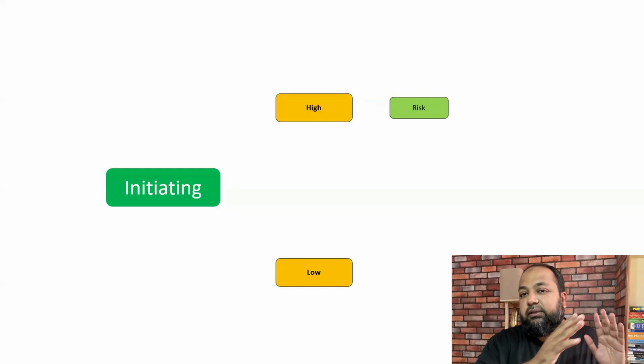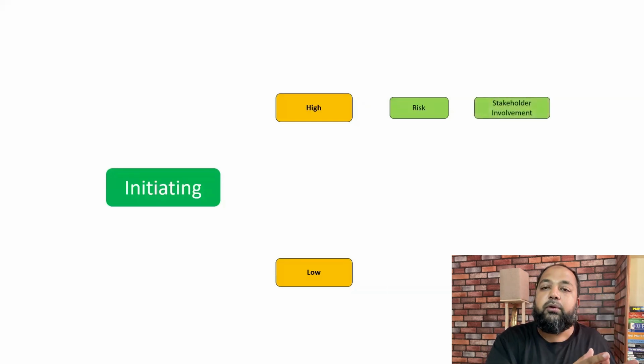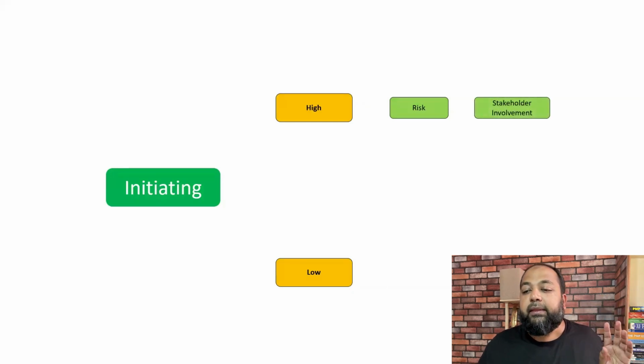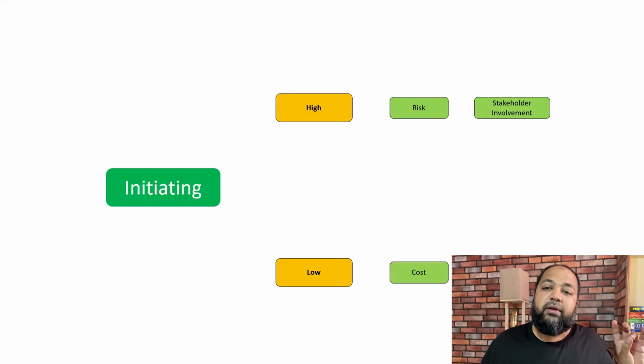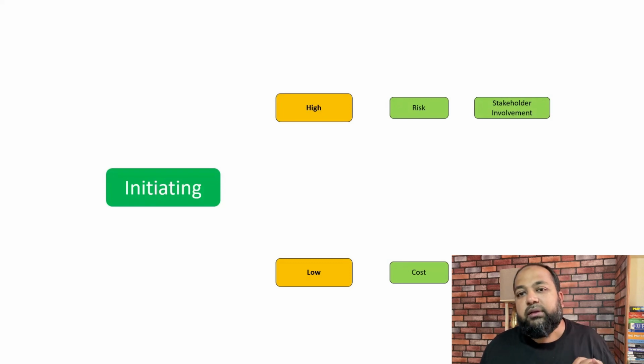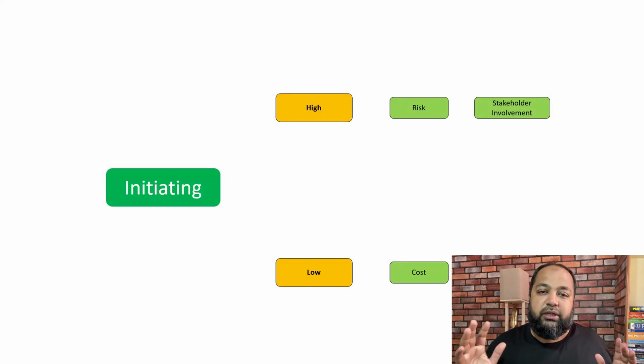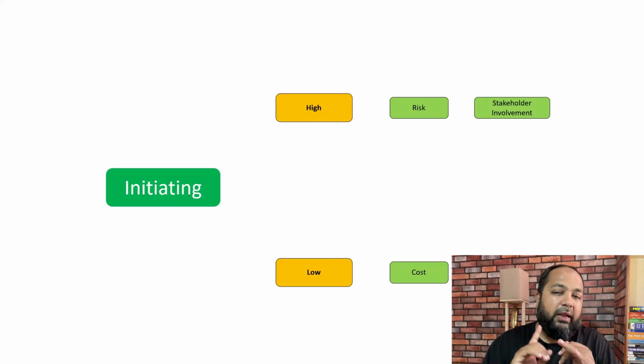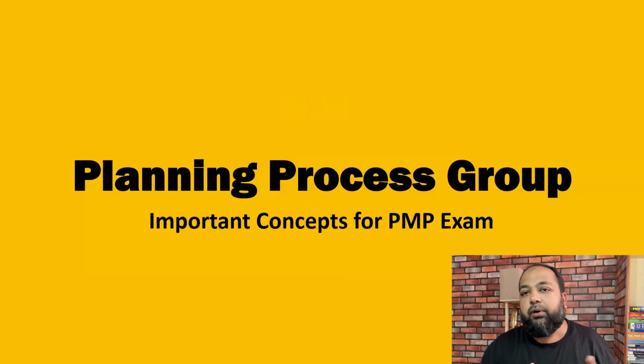So this is the initiation process group. This is the first part of the project, and the risk is very, very high. Then the stakeholder involvement is also very, very high in the initiating process group. The cost is low here because not many people are there. So that's about the initiating process group for you all. This will help you understand concepts of project management for initiating, how you can be a good PM and how you start a project. Use these inputs for your interviews, for managing a project in a better way, or for your PMP examination. All of these topics are important for the PMP examination.